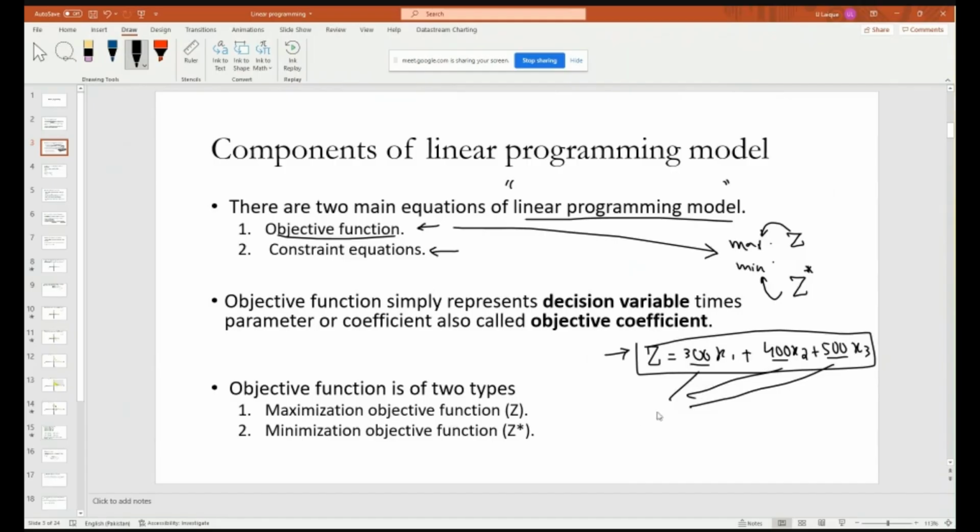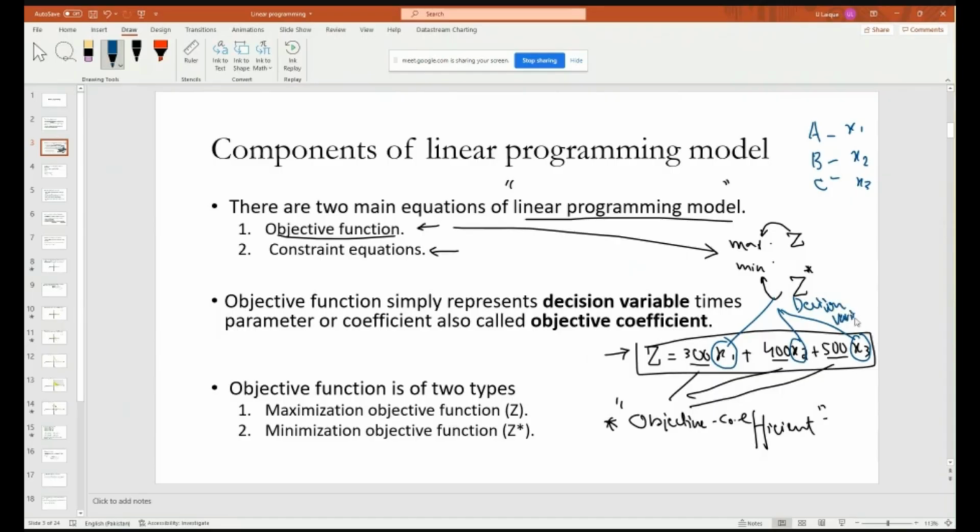But these are a special type of coefficient. We call them objective coefficients. Now, moving on to these x1, x2, x3. These are basically proxies for some products. For instance, if an entity produces three products, product A, product B, product C, then in order to make an algebraic expression out of it, we just represent them with x1, x2, x3. So the x1, x2, x3 are what we call decision variables.